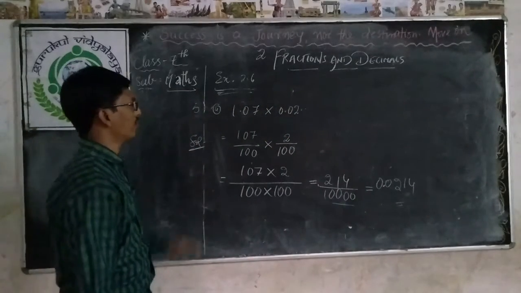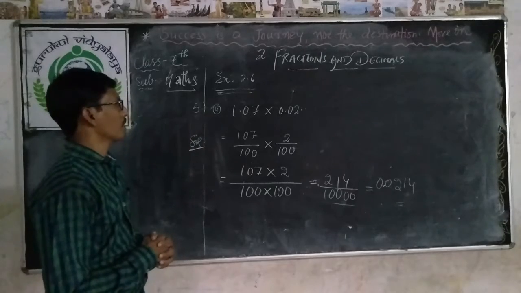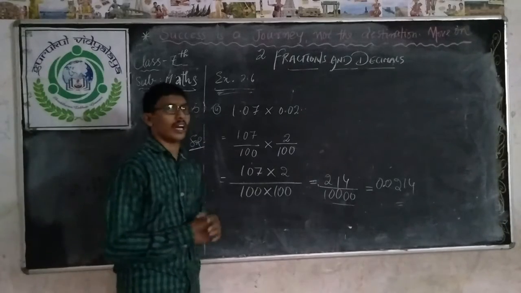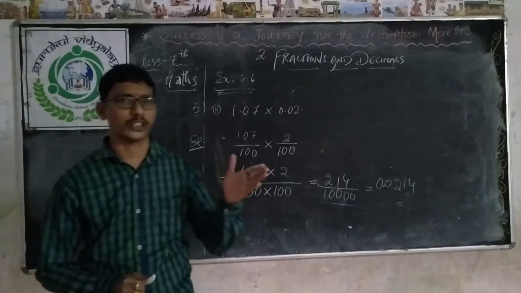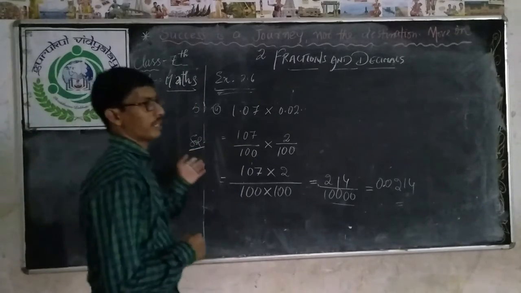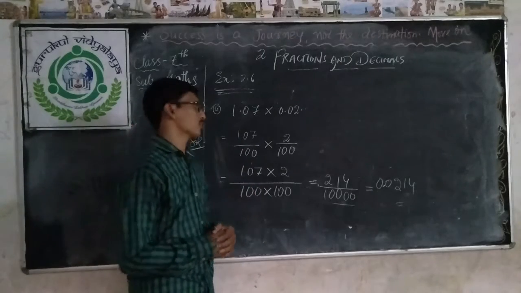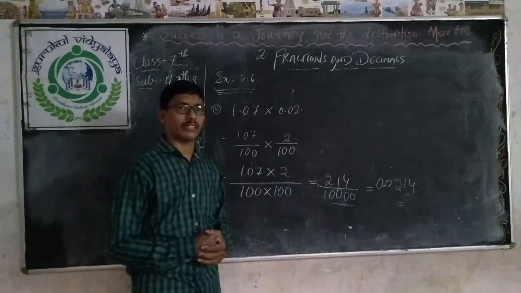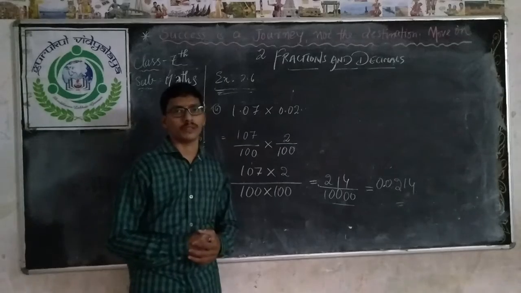Understood? So it is very easy to do this problem, children. Nothing is there. Already you know how to convert fractions to decimals and decimals to fractions. Simply you have to convert the decimal numbers into fraction numbers. So already you know how to do multiplication and division. So like that we can solve these problems.